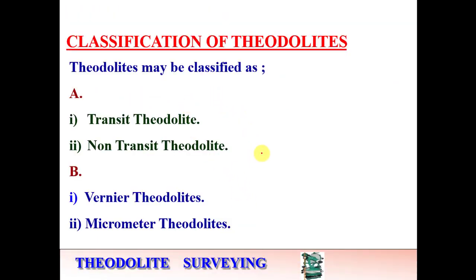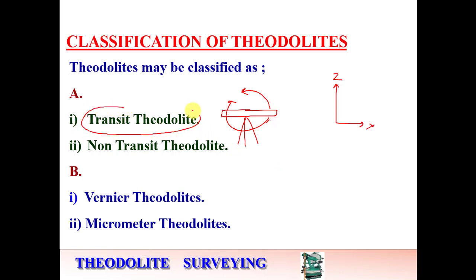So we have different types of theodolite, but basically we have two types. One is transit theodolite, another one is non-transit theodolite. In transit theodolite, the telescope, suppose this is your x and y plane, means I am drawing this telescope in your vertical plane. This telescope can be rotated in this direction as well as in this direction. So if the rotation of the telescope is allowed, this type of theodolite is known as transit theodolite. If the rotation of the telescope is restricted, then the theodolite is known as non-transit theodolite.